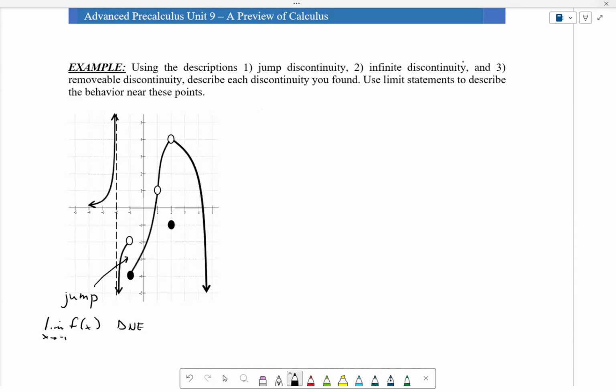Oh, good question. Let's go to 2. It seems like a quick jump and then a jump back. It seems like that. It's not that. So if it's not jump, then this would be considered removable.